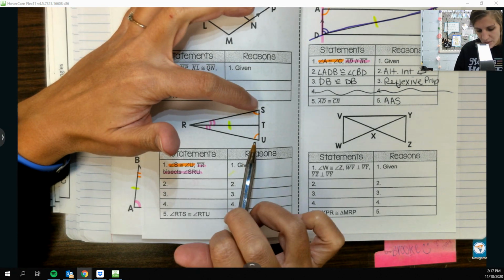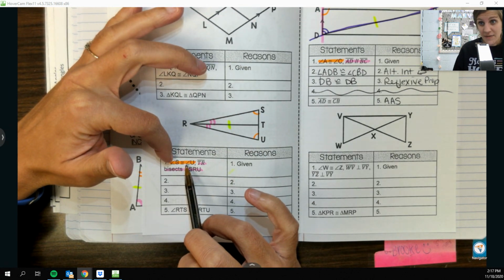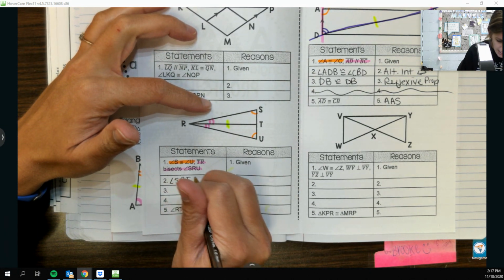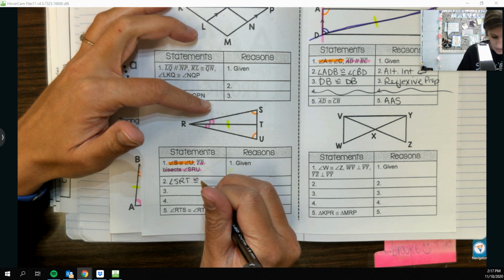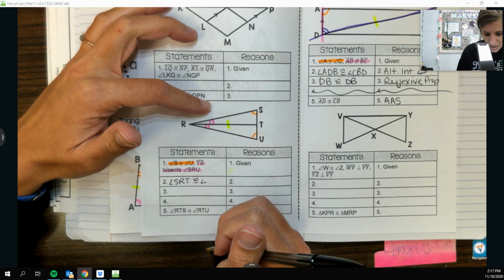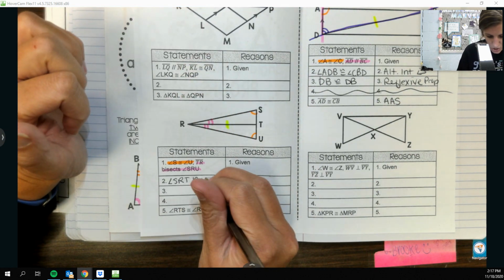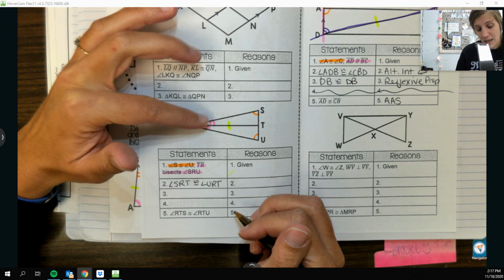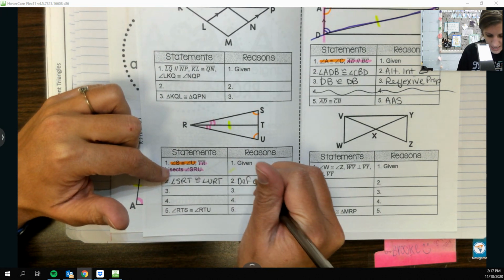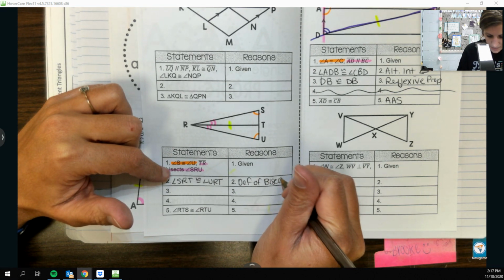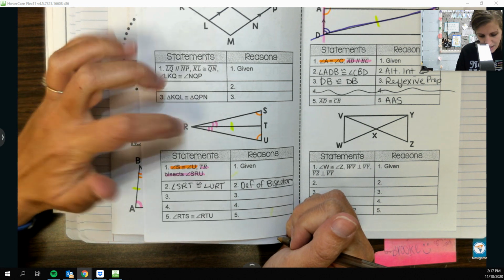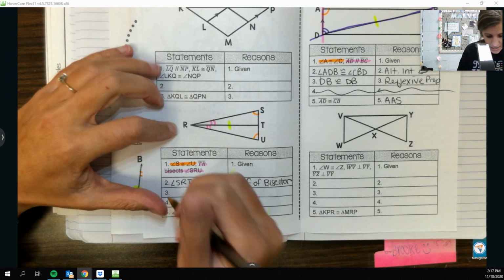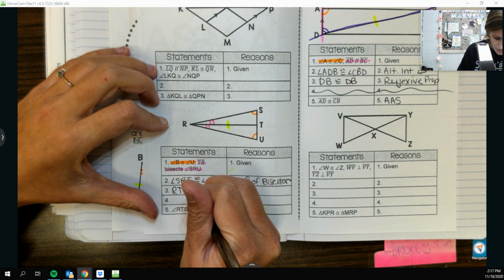So first thing I marked were the orange tick marks. We already have that. I was given it. I don't need to write it again. But then I showed that angle SRT is congruent to angle URT. And I was able to put those little pink rainbows on there because I understand the definition of a bisector. Then, again, I don't know why I have another reason here, but then I marked that RT was congruent to itself.